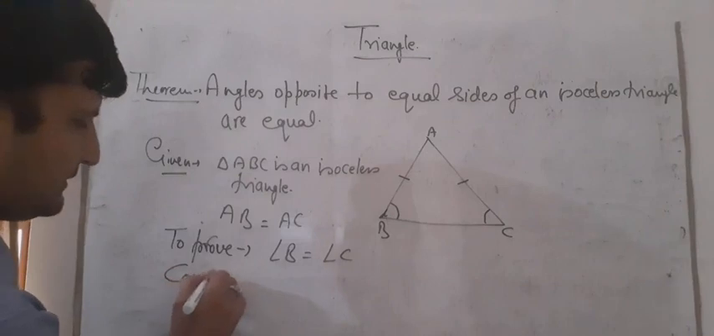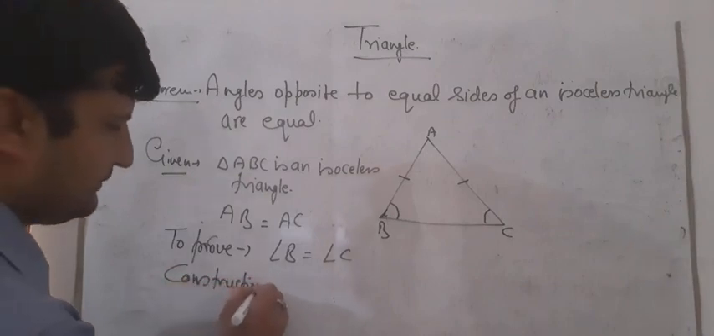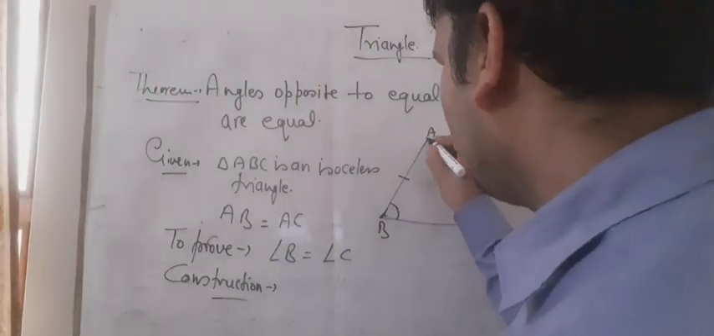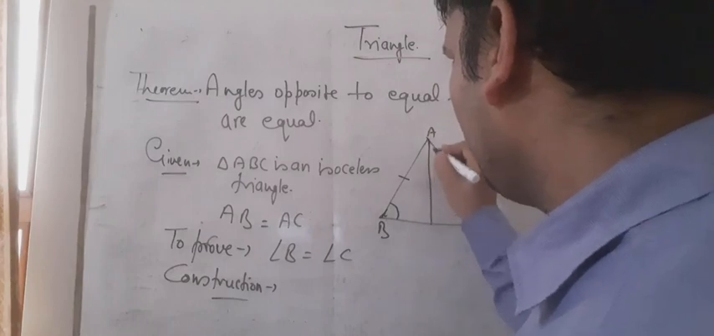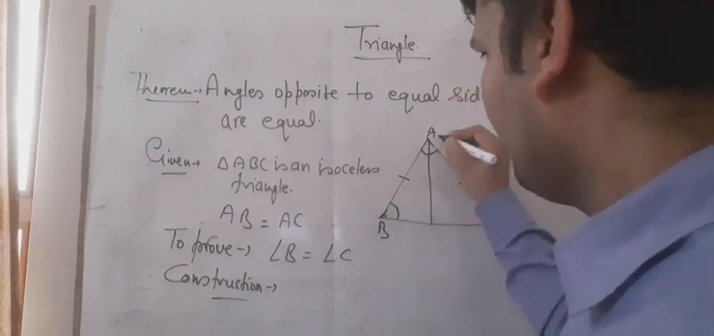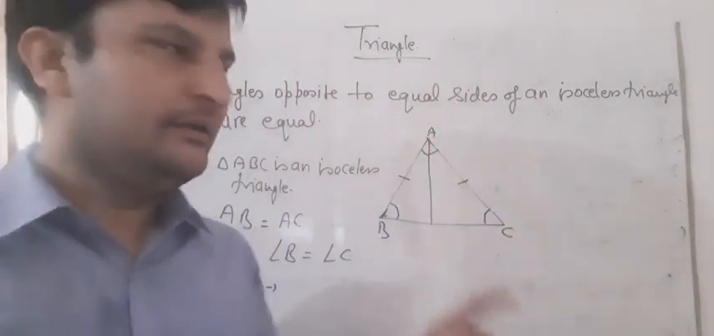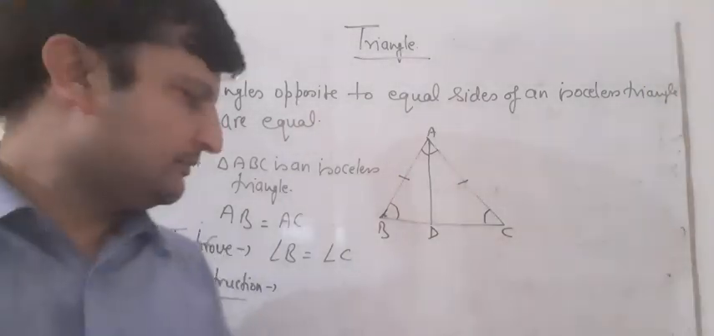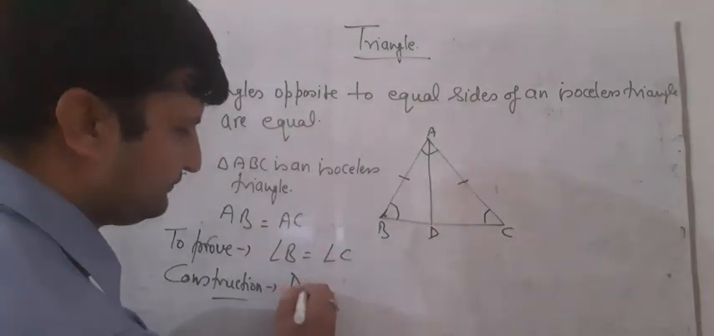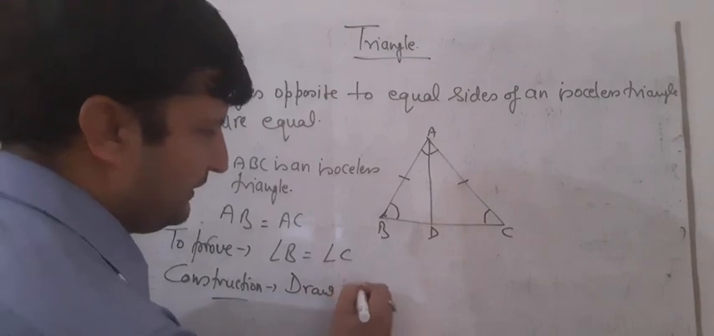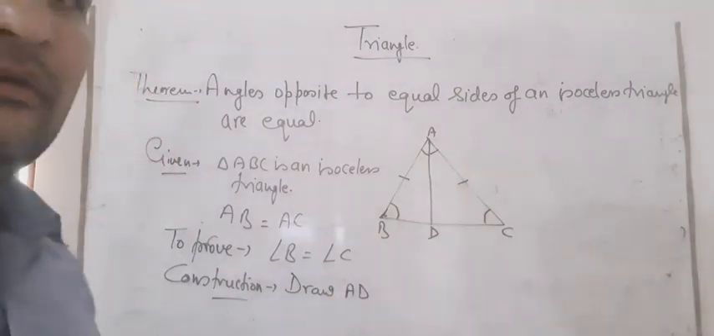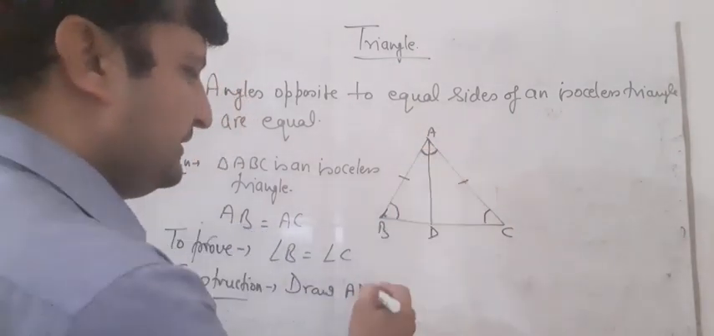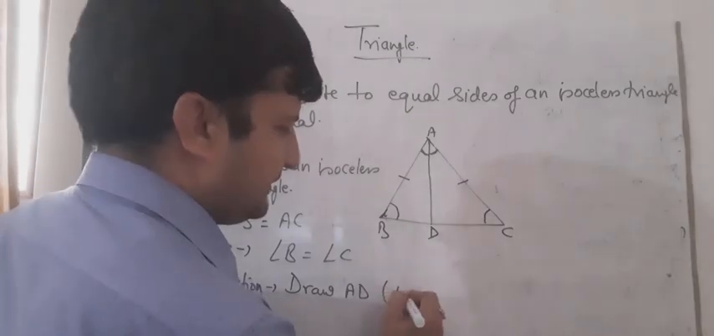First we will do some construction. Construction means first we have to draw a line. In an isosceles triangle, we know that a perpendicular drawn from the opposite angle bisects it. It means this point is D. So we can write: draw AD. Construction we have done. So draw AD means angle bisector of angle A.